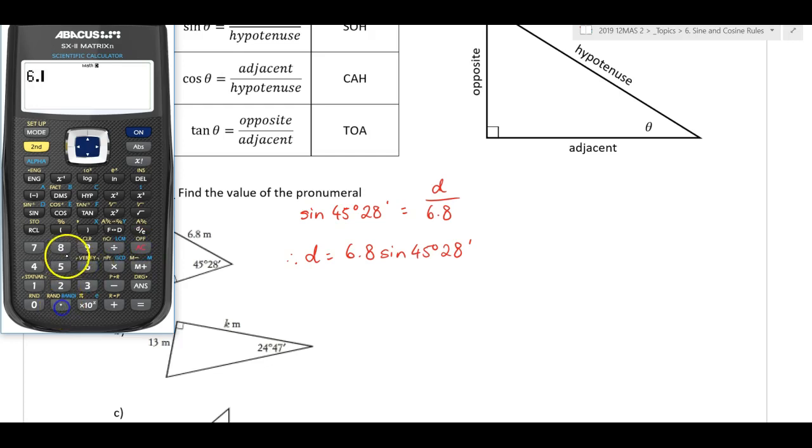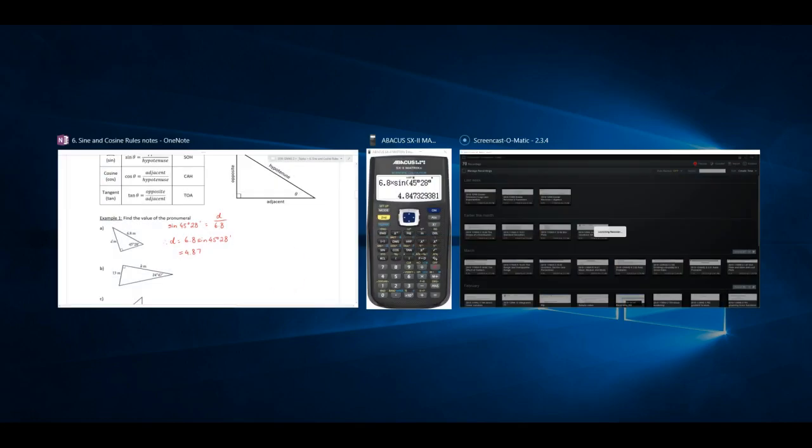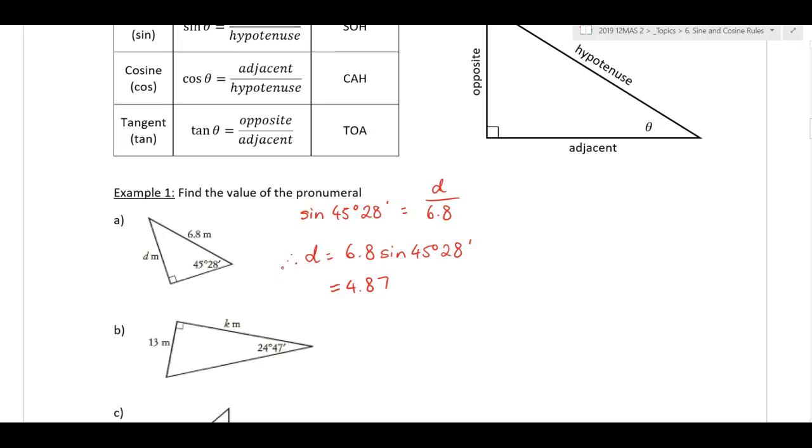So 6.8 times sine of 45 degrees 28 minutes. Don't forget to hit the DMS button a second time there, and equals, and we get 4.87. It doesn't ask how many decimal places or significant figures to provide, so 4.87 is fine. We don't put the meters on because it's D meters, so I don't need to put it here. But I am going to say that's to 3 significant figures.